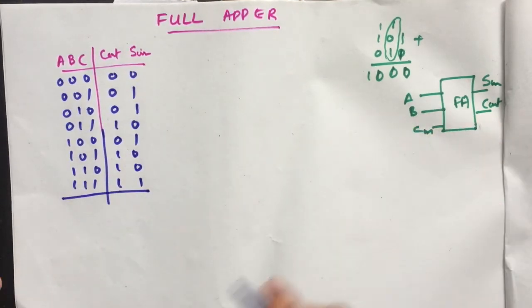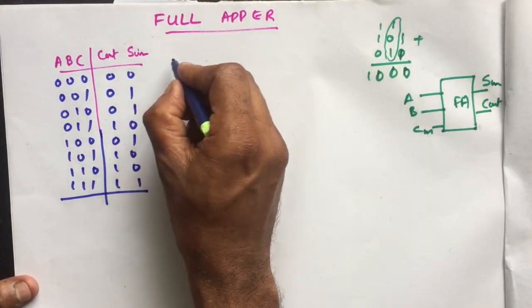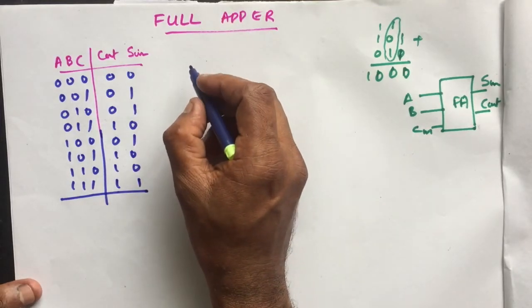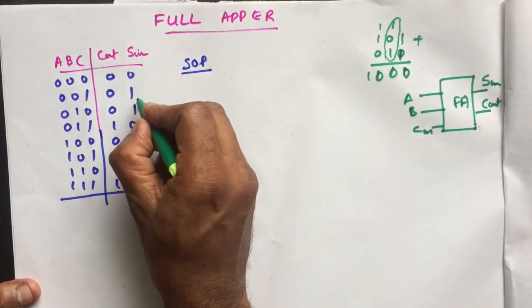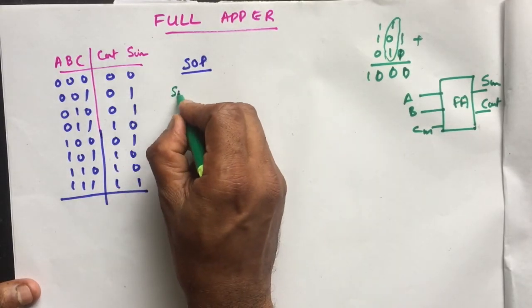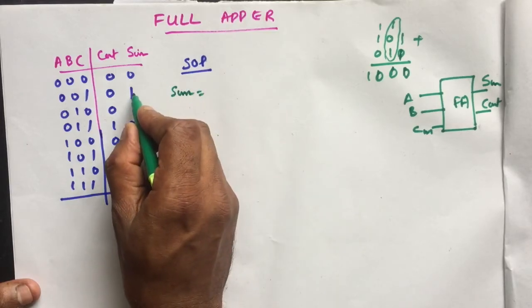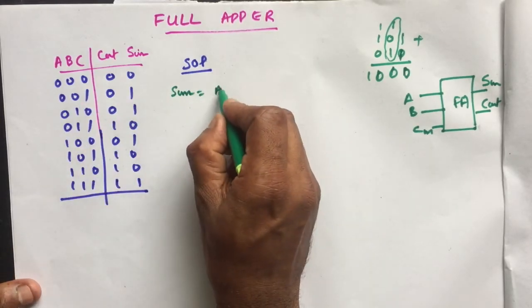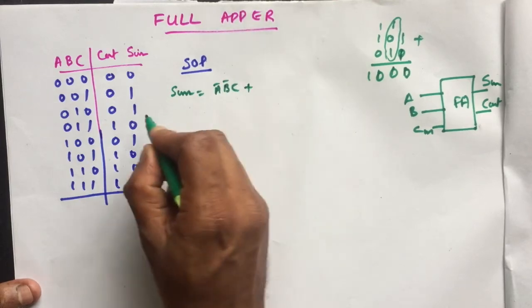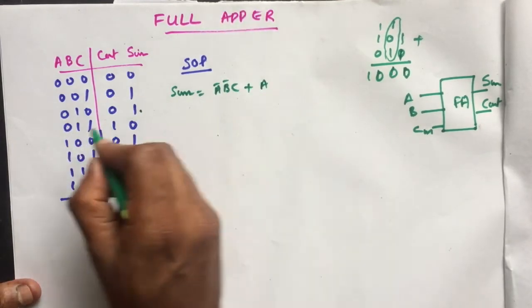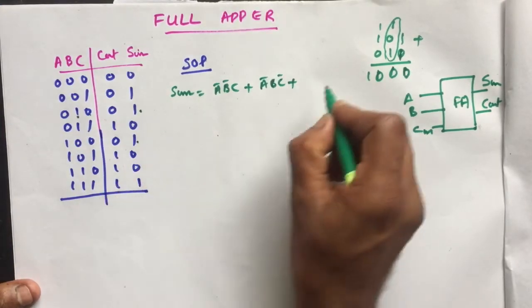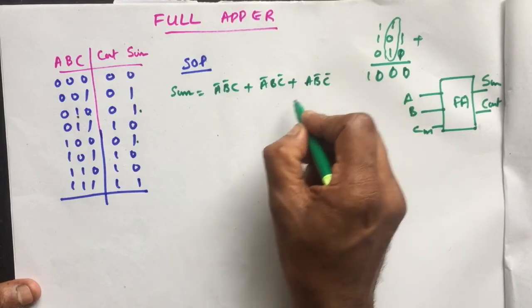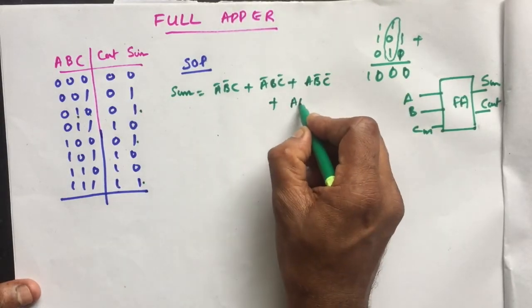Now from the truth table we go for designing the expression first. For the expression, just take the minterms. Let us do it in SOP form. Let us do it for sum first. Sum is equal to, let us take the ones: A bar B bar C, plus A bar B C bar, plus A B bar C bar, plus A B C.